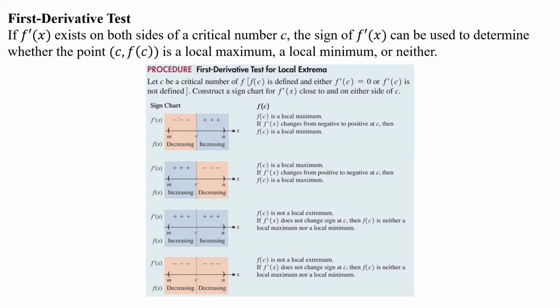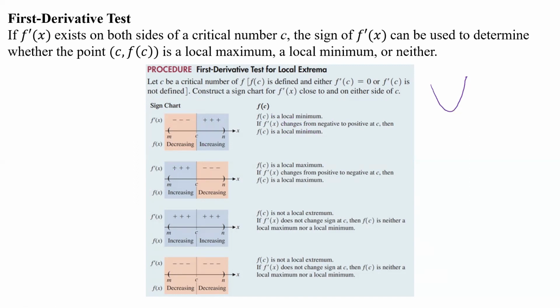And so we have one where we have decreasing followed by increasing. So what happens here? If it's decreasing followed by increasing, that gives us a local minimum. Now, if f prime of x changes from negative to positive at c, then it's going to be a local minimum. Okay, so it all depends on how you want to look at it, the f prime of x or f of x. So that's kind of how it works.